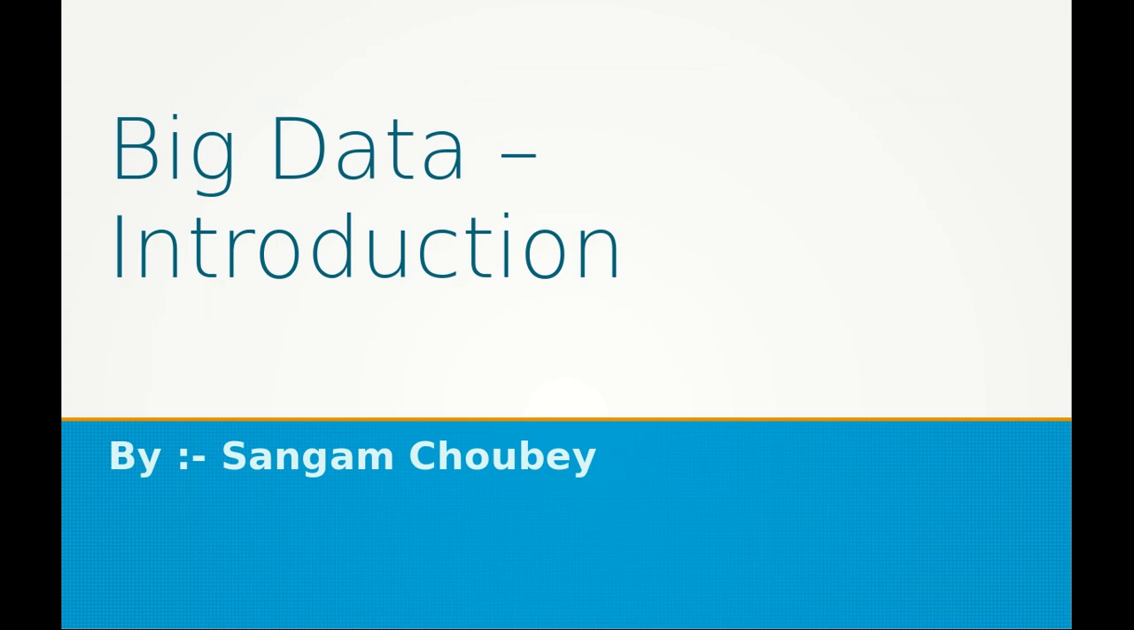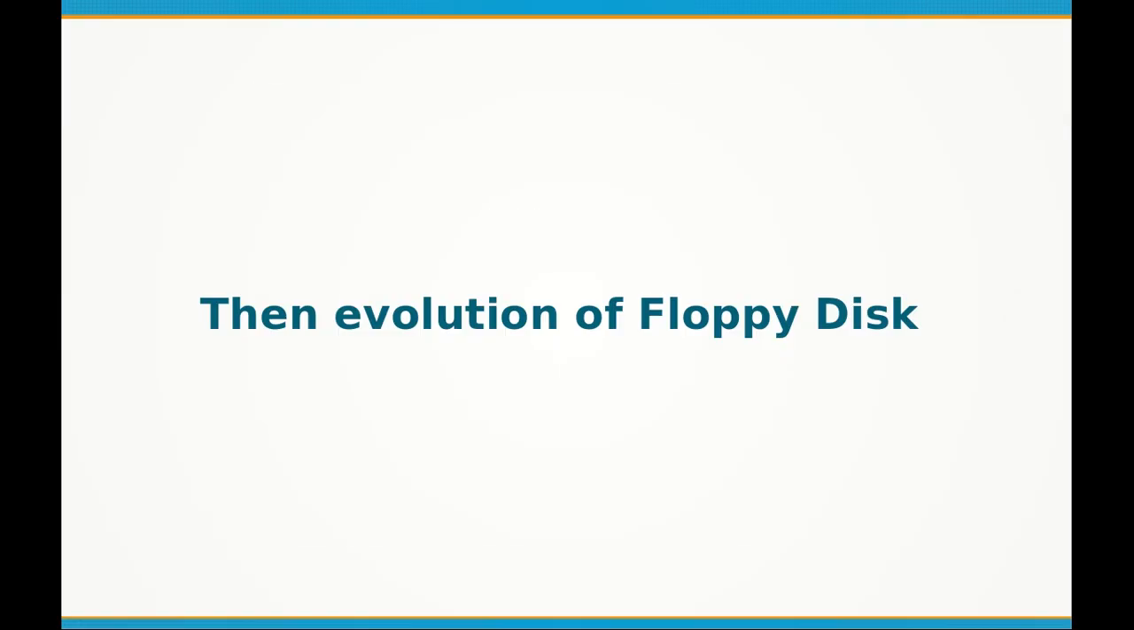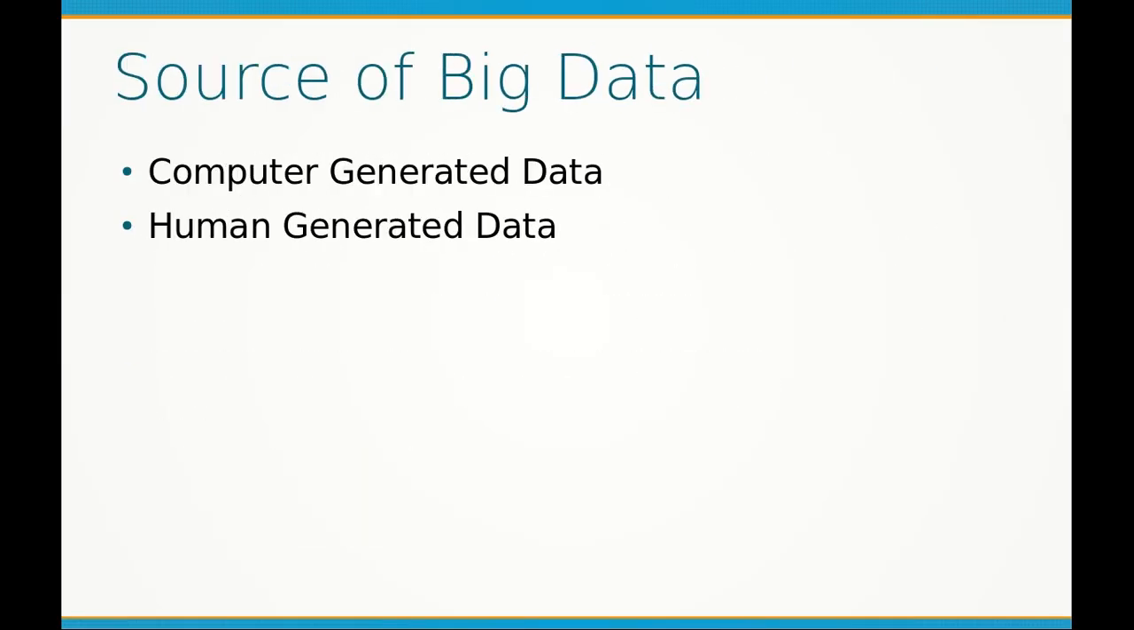Today we will try to learn big data and some of its concepts. In the previous class we understood the different types of data: structured data, semi-structured data and unstructured data. In this class we will learn what the different sources of big data are. So let's start. The two major sources of big data are computer generated data and human generated data.